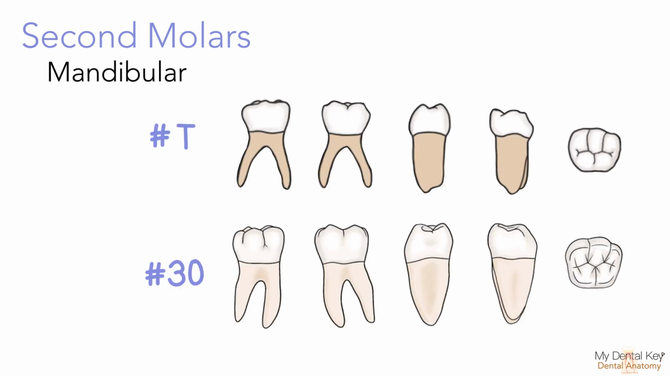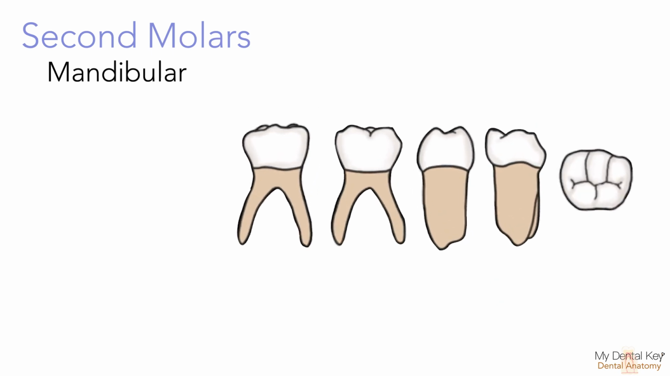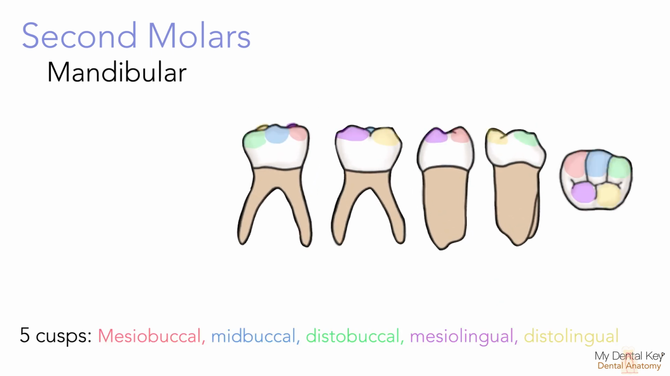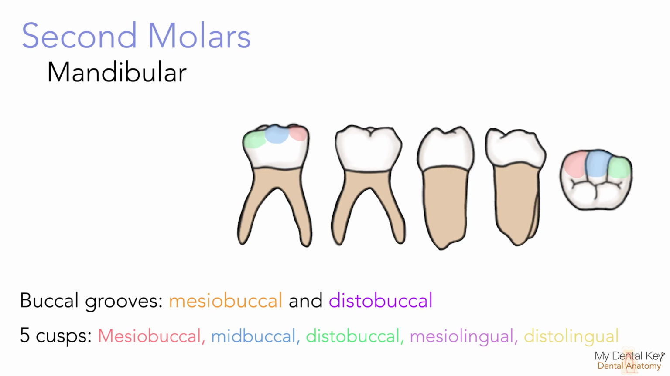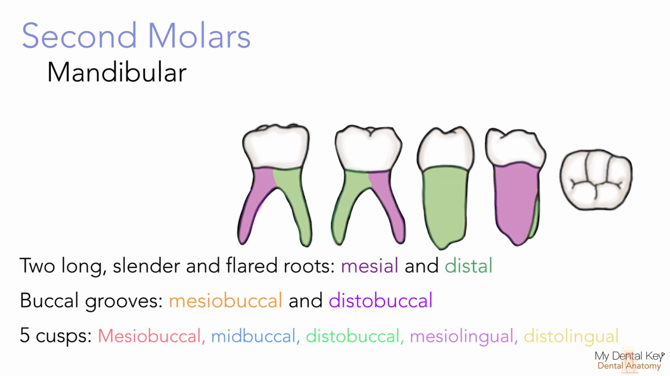The mandibular primary second molar is also very similar to the mandibular permanent first molar, but it is smaller in all dimensions. This molar has 5 cusps, 3 on the buccal and 2 on the lingual. The buccal surface is made up of 3 cusps, nearly equal in size, separated by a mesial buccal and distal buccal developmental grooves. The primary mandibular second molar has two roots, a mesial and a distal. They are long and slender and have characteristic mesial distal flare in the middle and apical thirds.